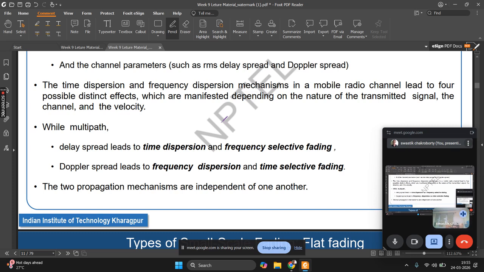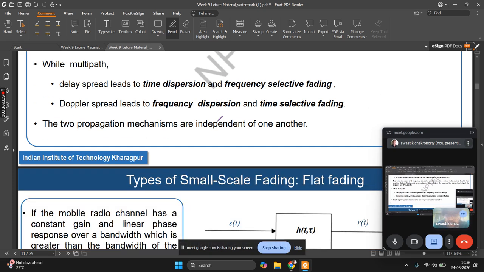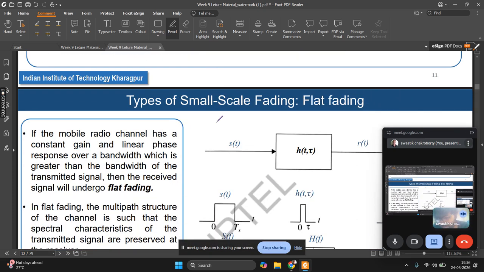Whereas Doppler spread leads to frequency dispersion, because now the Doppler shift will change your effective bandwidth, because the carrier frequency will now be f plus delta f. So you will be occupying a space that is 2 times delta f more than the actual frequency, and this will also lead to time selective fading. That is, in a highly mobile system, at different time instants, the signal will experience different amounts of fading. The two propagation mechanisms are independent of each other.